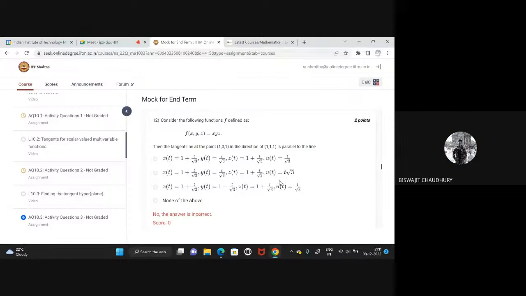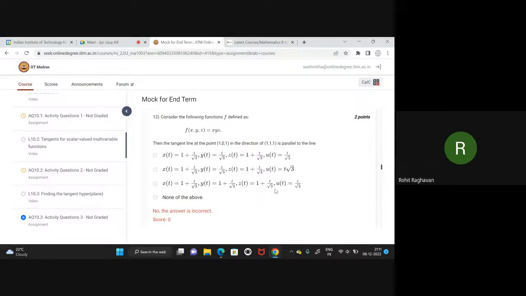Ma'am, if option 1 is correct, then option 3 has to be correct. Ma'am, the answer is option 1. Please note the point that it is 1, 0, 1, and 0 would not come in. In the question, it's asked that it is parallel to the line. It's not asked about exactly the line. Option 1 is exactly that tangent line.